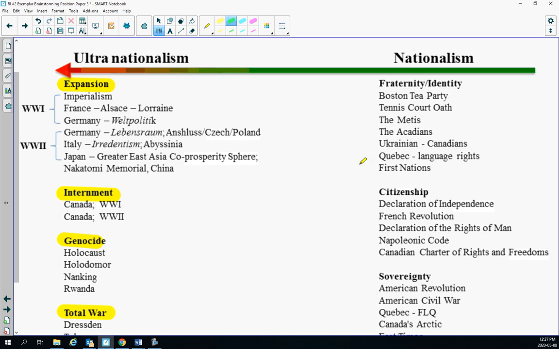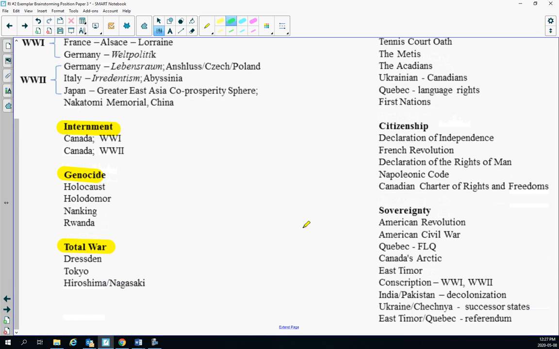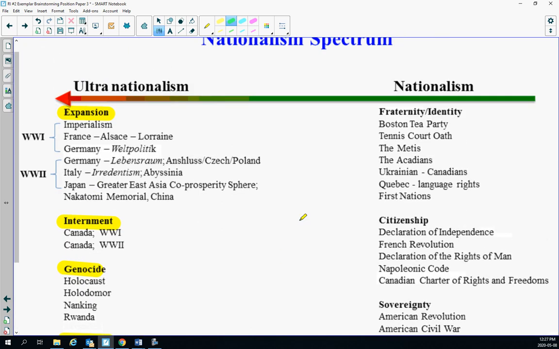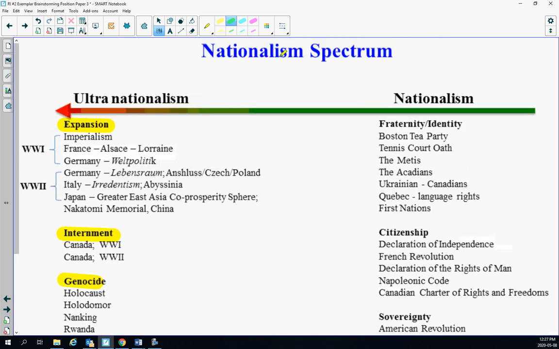And then conversely, on the right-hand side, this one you might have had trouble with because this is stuff that we learned back in February. I understand if you forgot. But nationalism spectrum can refer to ultranationalism and then just plain old garden variety nationalism. And so again, fraternity identity, that could be an argument. There are some positives. There are some good things that go with nationalism. It's not all bad. The Boston Tea Party, the tennis court oath, those were things that brought people together in the name of something good, a solid, just cause.